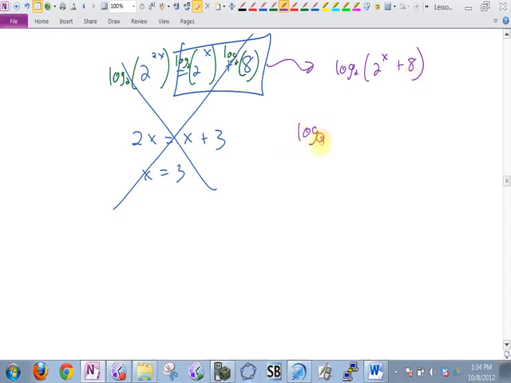Here's another example. What's the log base 3 of 9? 2. What's the log base 3 of 27? What's the log base 3 of 9 plus 27?